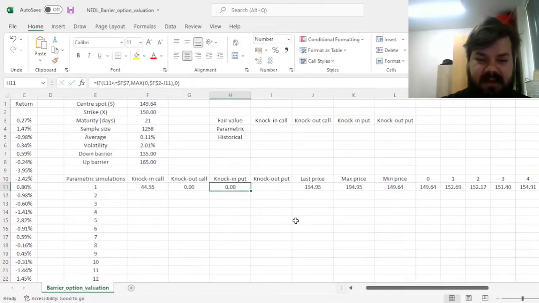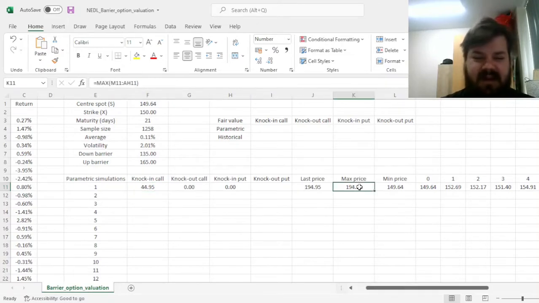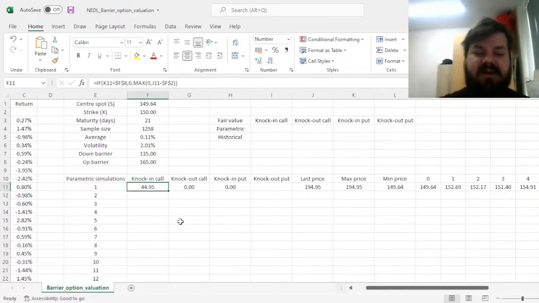So here we see that in this case the stock went on a very pronounced bullish rally and the knock-in put had no chance of being activated, whereas the knock-in call, given the fact that the up barrier has been well breached, returns a hefty $44.95 per share.